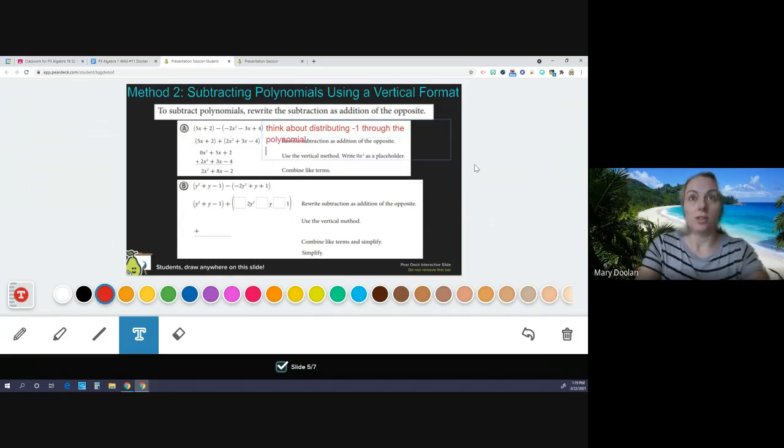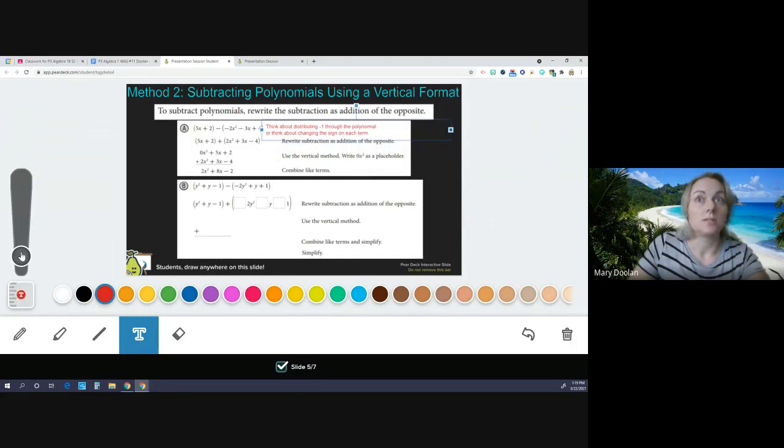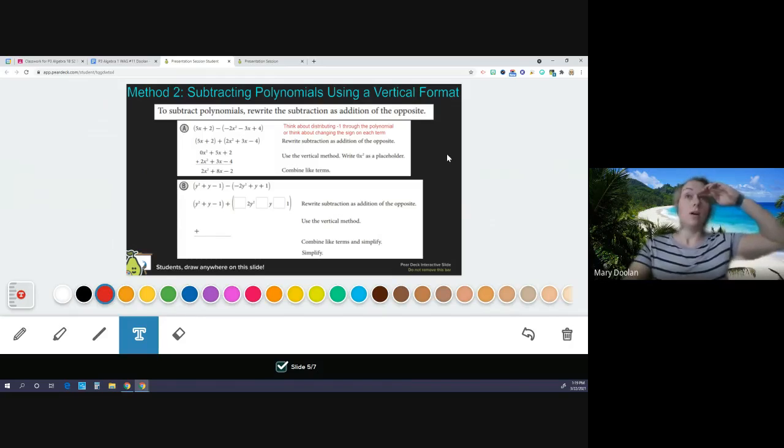So there's 2 ways you can think about it. Or think about changing the sign on each term. Let me change the size of that. All right. So you can add notes to your slides or add notes to your notes. But to help you figure out what you're doing, you could think about distributing negative 1 through the whole second polynomial, or you could think about just changing the sign on each term. All right. But this is what we get.